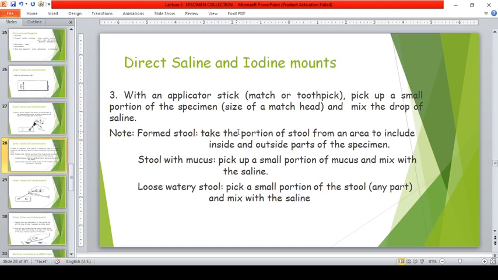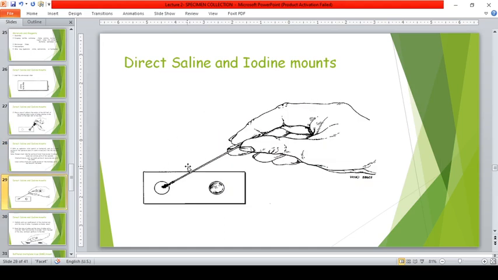So note that for formed stool, you take the portion of stool from an area to include inside and outside parts of the specimen. Ang ibig sabihin nun, most likely, dapat kumuha ka sa part na labas ng formed stool and sa loob. Okay? So, one method that we use in a formed stool is that tinutusok namin siya in many areas. Okay? So, tusok-tusukin mo lang yung tae. Saka mo ilagay dun sa saline or sa iodine mount.